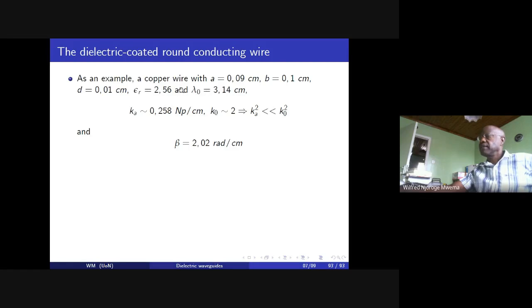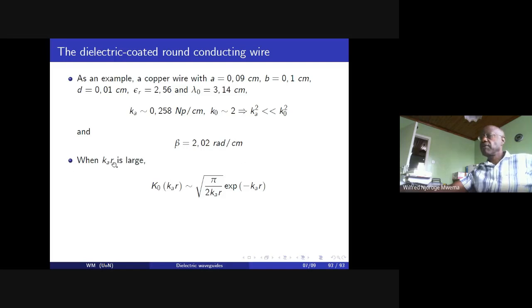And epsilon, this would be Teflon, I think, or something like polythene. And lambda naught is going to be given by 3 by 1.4 centimeters. So Ka is approximately 2.58 nepers per centimeter. K naught will be approximately 2, and Ka squared will be much more than K naught. And we see that beta is just about 2.02 radians per centimeter.